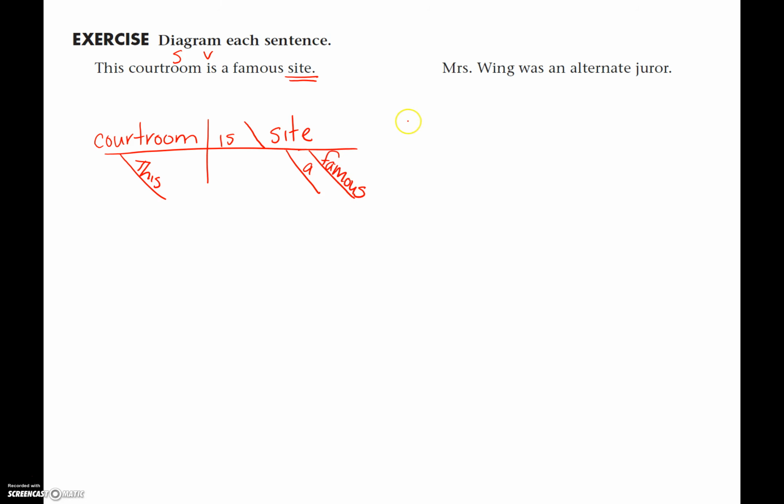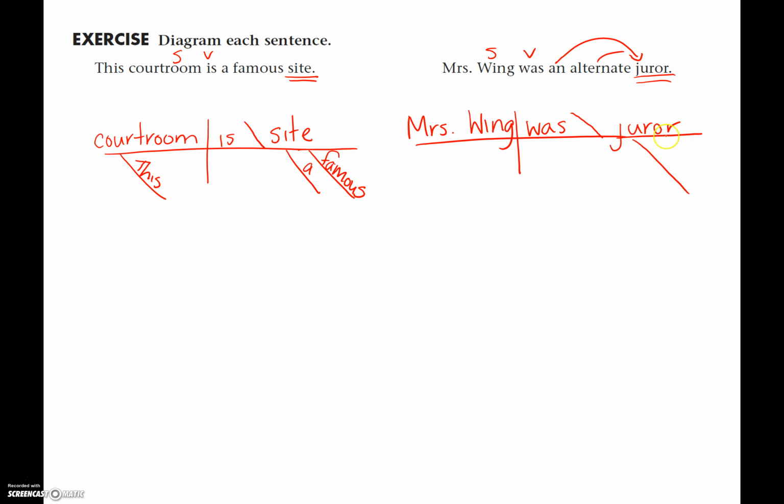In the second one, Miss Wing was is our subject and verb, so we'll put those on our diagram first. And then when we're naming what Miss Wing was, she was a juror. So we're going to use the diagonal, and then juror goes on our continued horizontal line. And an alternate both describe the juror, so we're going to put those as adjectives underneath.